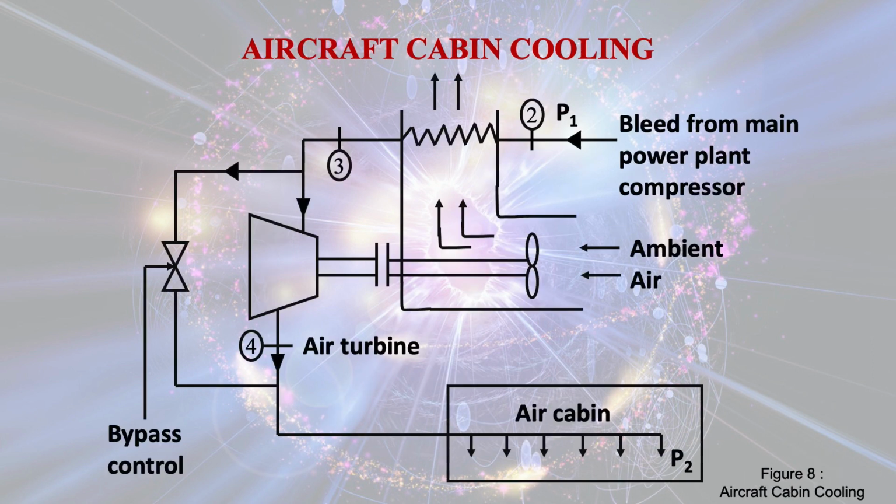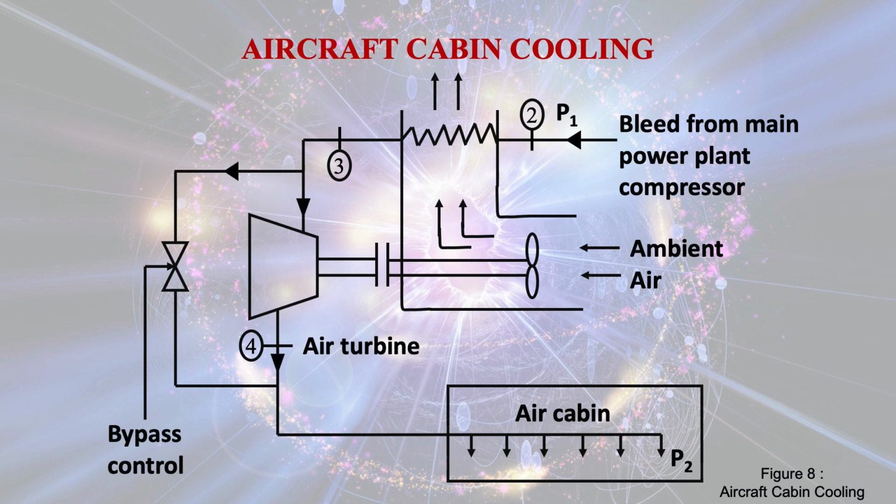This is a schematic of aircraft cabin cooling. Now you see that from 3 to 4 the compressed air is passing through the air turbine, and thereby its temperature drops down, and the low temperature air is passing through the air cabin, and the output of the turbine is used to run the fan so that it can suck the ambient air.